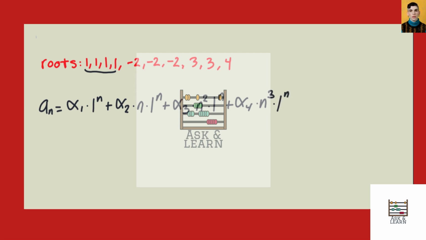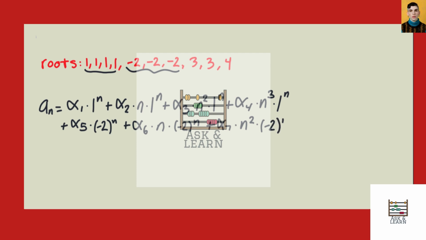Okay, and so that then covers all the ones, and then we'll switch to the negative twos. And so if we go to the next line, we'll just say plus alpha 5 times negative 2 to the n plus alpha 6 times, and we're still in this multiplicity concept, right? So we have to multiply this one by n, times negative 2 to the n, and plus alpha 7 times n squared times negative 2 to the n.